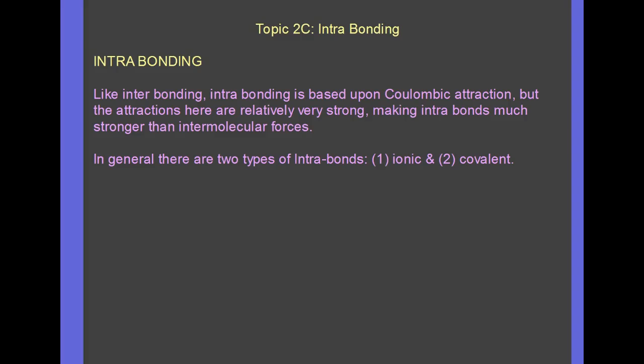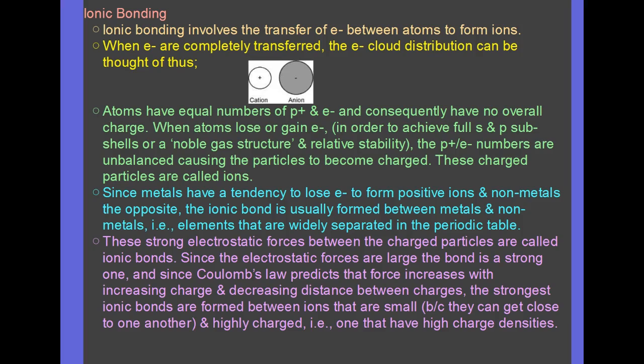Welcome to AP Chemistry. This is topic 2C for Unit 2, and we're going to talk about intra-bonding, so bonding in between the atoms in a compound. Intra-bonding, like intermolecular forces, is based upon Coulombic attraction, but the attractions here are relatively very strong, making intra-bonds much stronger than intermolecular forces. In general, there are two types of intra-bonds, ionic and covalent.